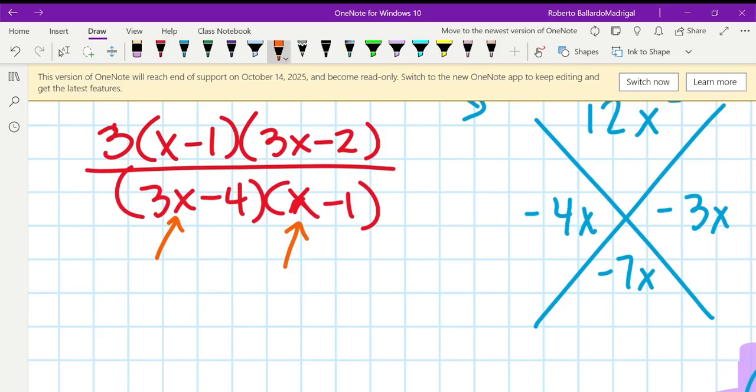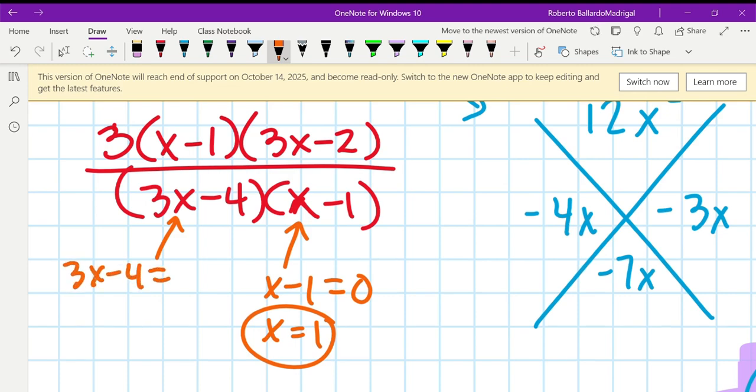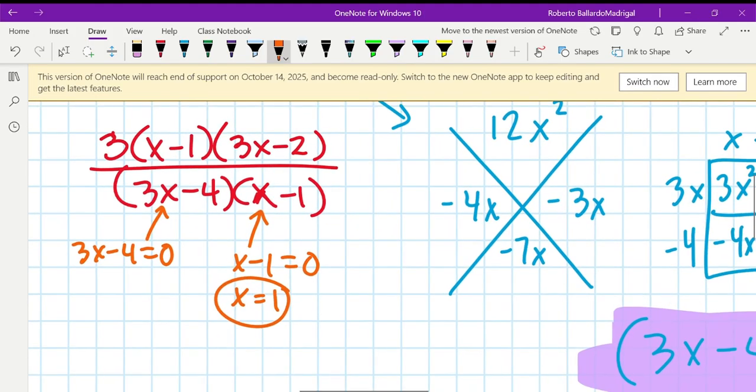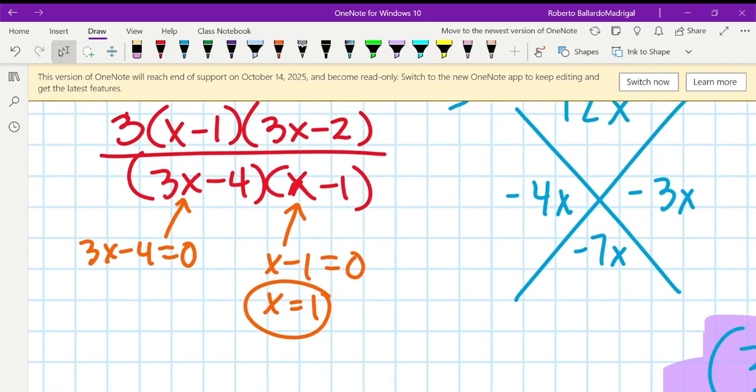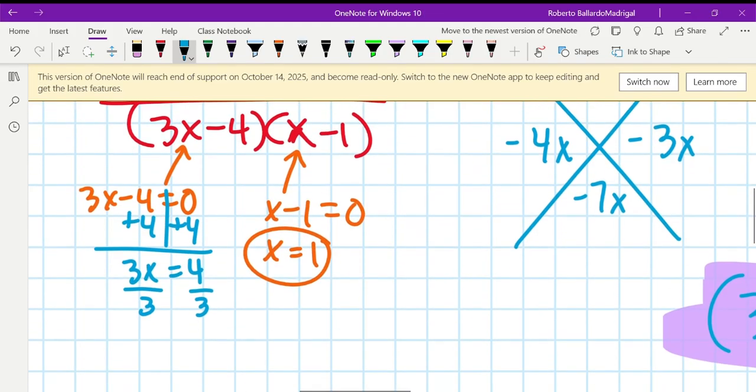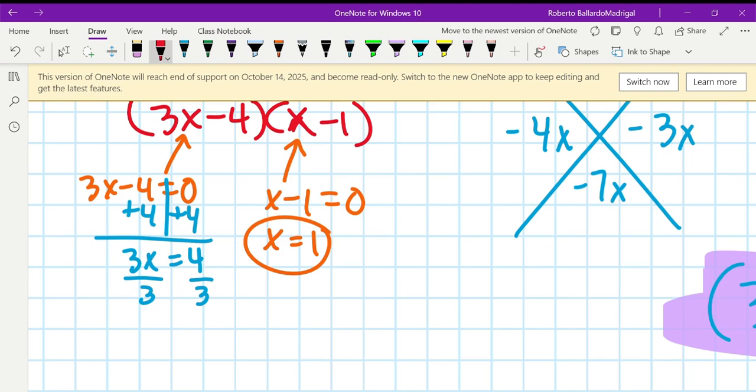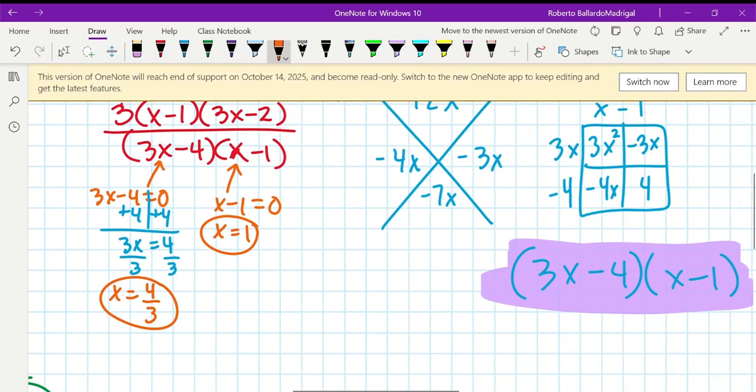Now, this one is easy because this one is x minus 1 equals 0, so x equals 1. This one's a little more challenging because that's 3x minus 4 equals 0. This is a two-step equation, which means that you are going to have to solve for x first by adding the 4, and then by dividing by 3. So that means that this x will equal 4/3. So these are your EVs. We have x equals 1 and x equals 4/3 as your excluded values.